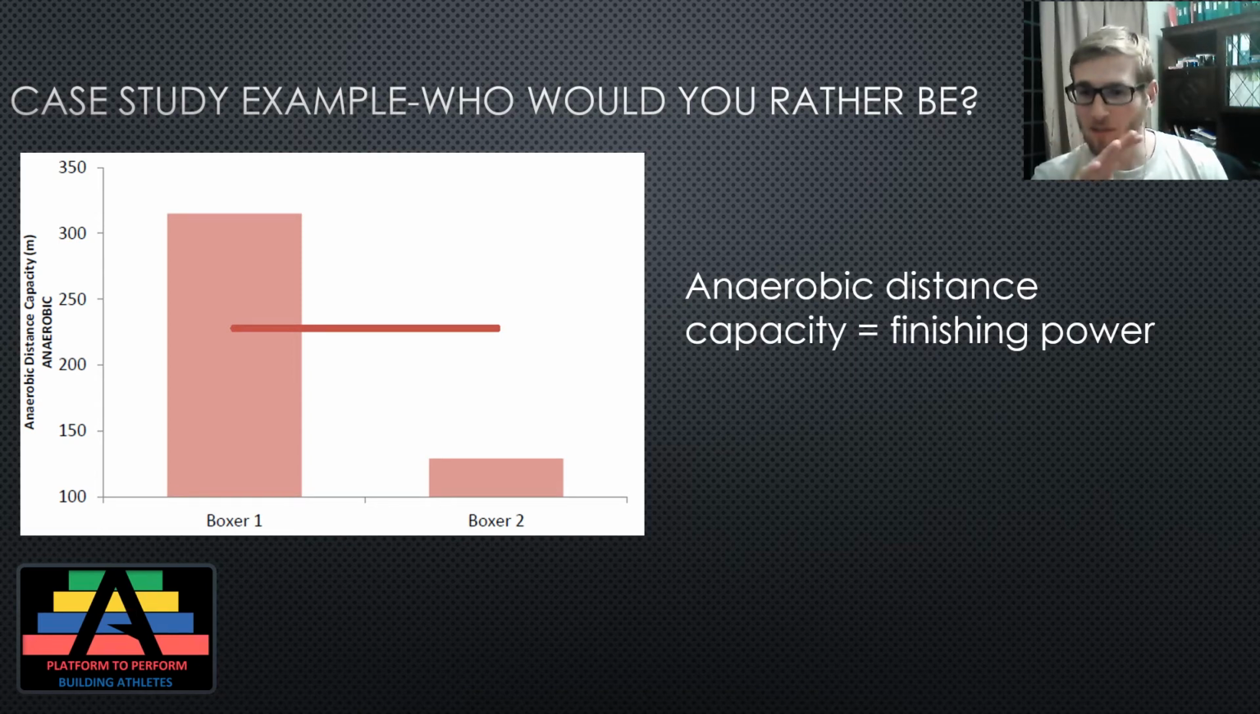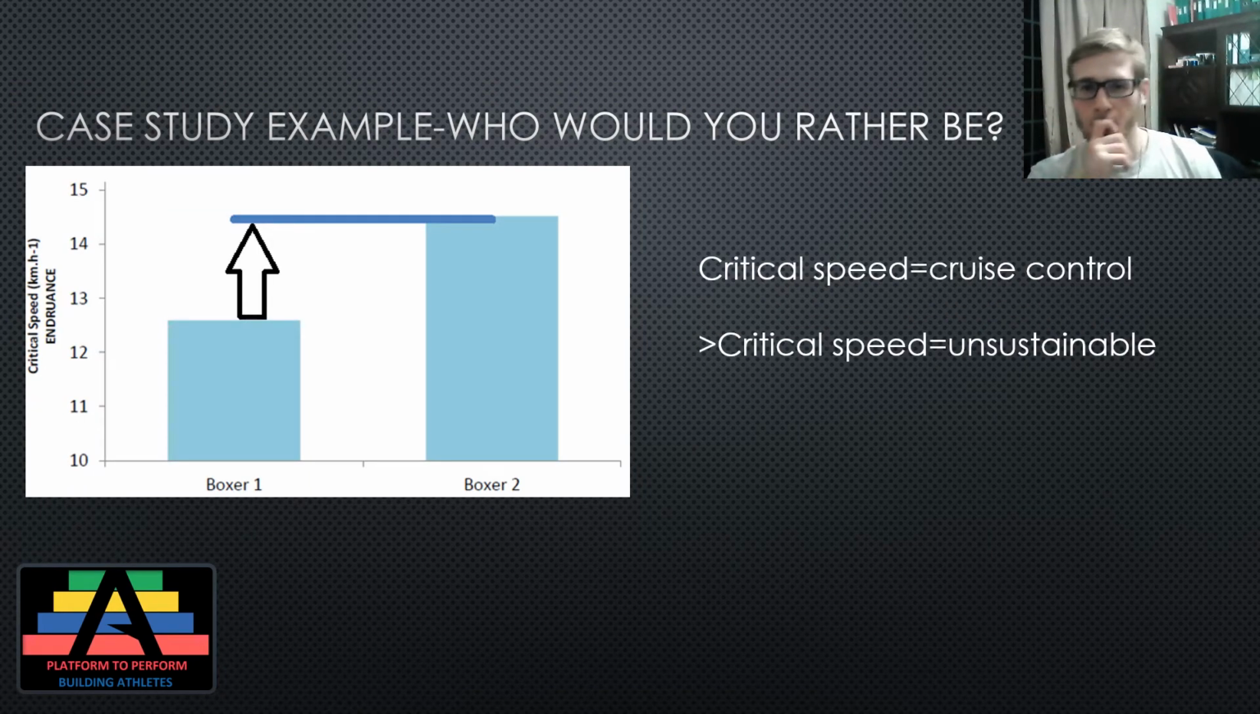Now, if this was the only data we had to go off, you'd think, well, I want to be boxer one. They're a lot more powerful. Their anaerobic system is stronger, which means they're going to be punching harder and possibly faster. How about now? So critical speed, now we're looking to the aerobic side.